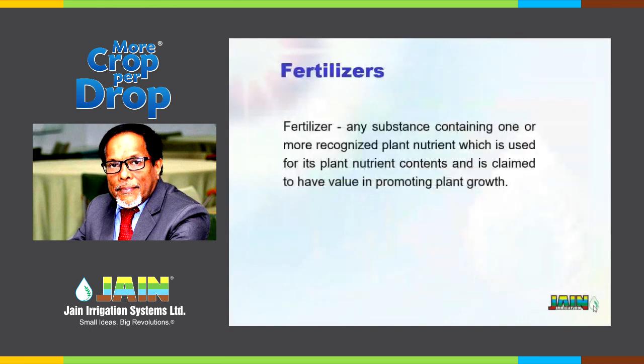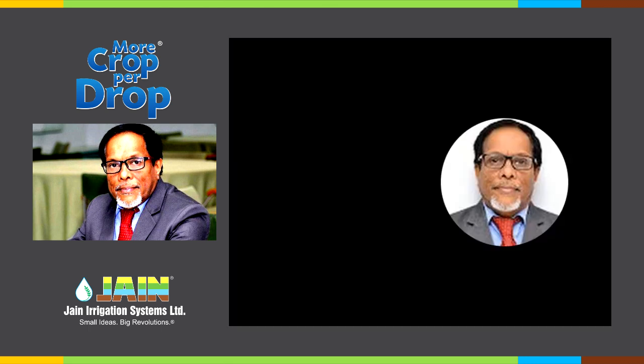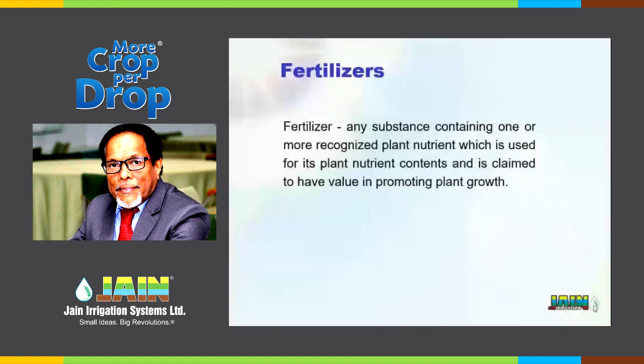Now, how are we going to give these nutrients to the crop? Nutrients are given through fertilizers. When I say fertilizers, don't jump to the conclusion that I'm talking about urea, potash, and all that. Fertilizers can be any substance that contains one or more recognized plant nutrients, like nitrogen, phosphorus, calcium, magnesium, or iron. When you are testing these materials, they should produce growth in the plant. They should promote growth. Then only it becomes a fertilizer. If it is not promoting growth and development, it is no longer a fertilizer.